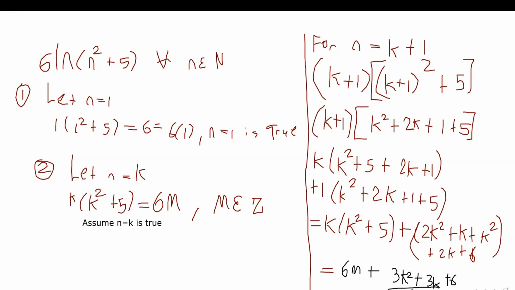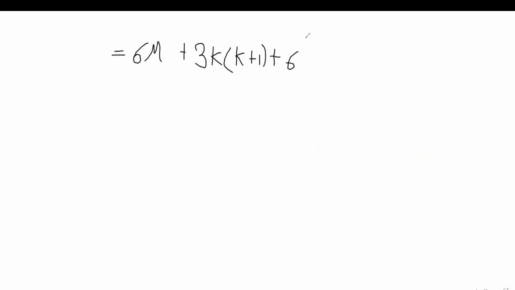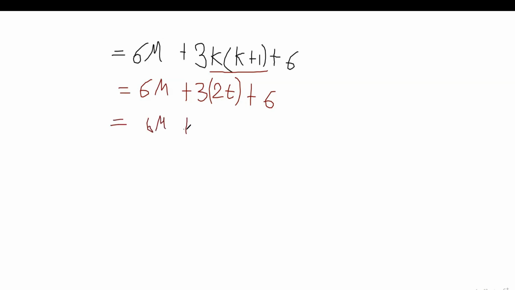But Marika, but wait there. K times k plus 1 is what? We said that is even. But how do we express an even number? As 2t, no? Right? Yes. So we just put 3 times 2t. So now, Marika, we expand 3 times 2t. We end up with 6m plus 6t plus 6.